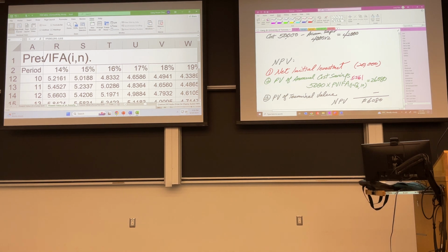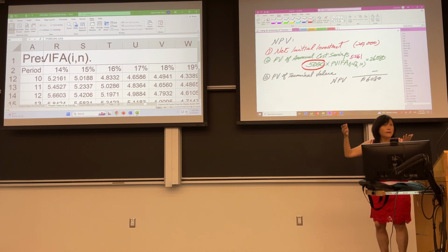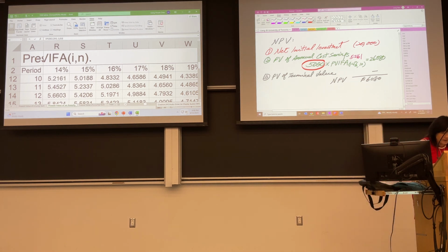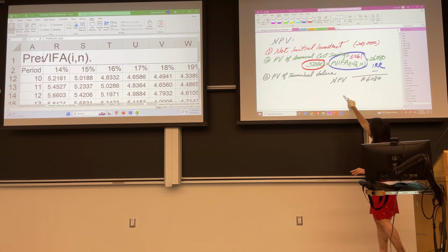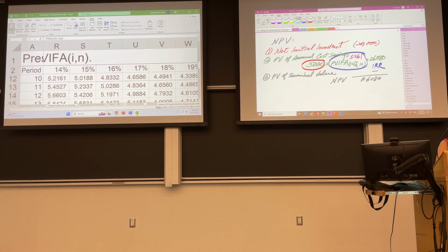We should invest. Now, earlier, what we did was try to figure out what's the cost saving to make the whole thing equal zero. Now, we say, okay, 5,000, we know it, but what's the interest rate that will make the whole thing equal zero? The interest rate, this one, is IRR. To make the whole thing equal zero. And because we don't have the terminal value, it becomes very easy to calculate. So I'm going to show you.